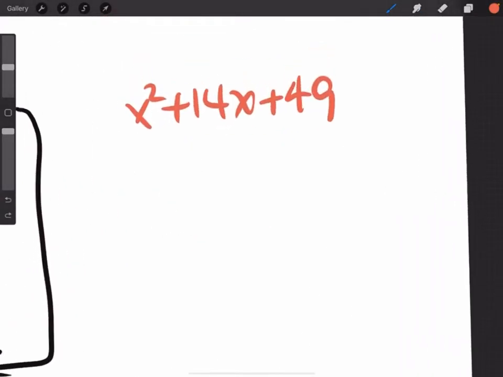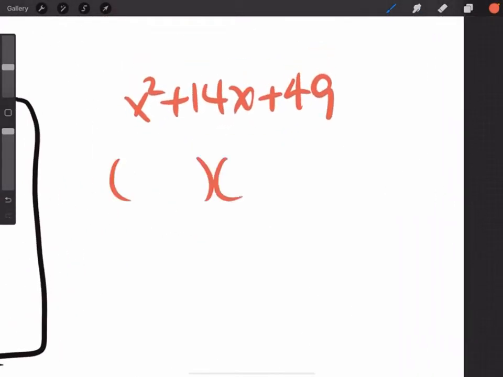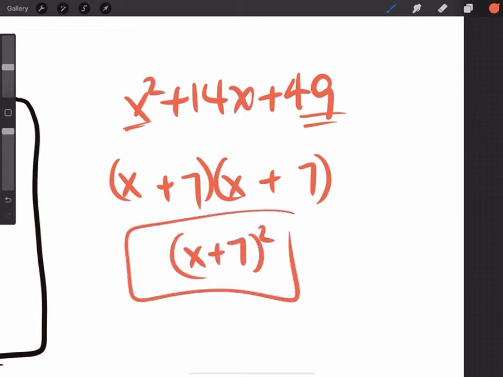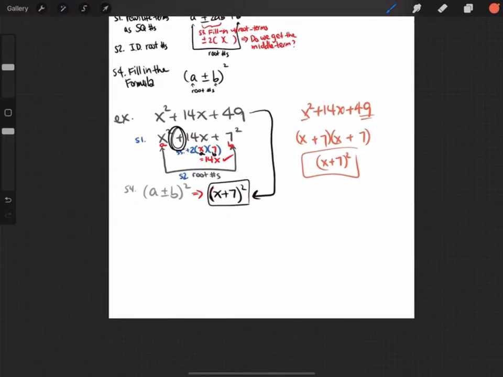And then I go over here. I do my two parentheses, and then I do, oh, what makes x squared? X times x. What makes 49? 7 times 7, and if you add the sevens together, you'll get 14. So that creates your middle term. But hey, look, there's two copies of 7. So this is your final answer. Okay, so that's that.